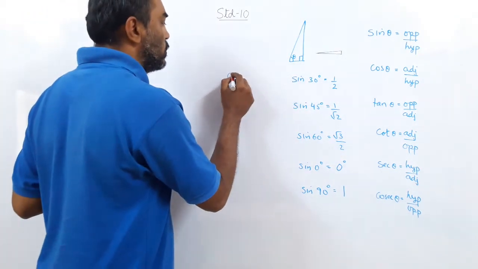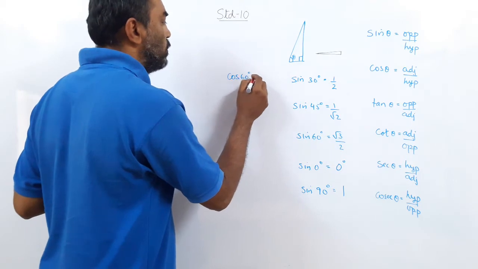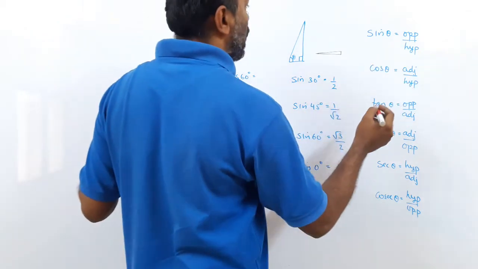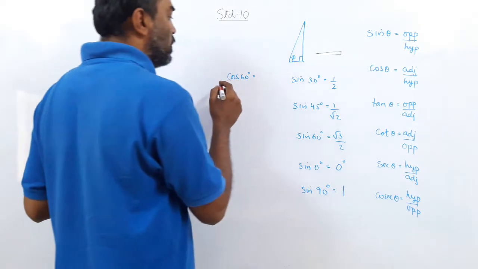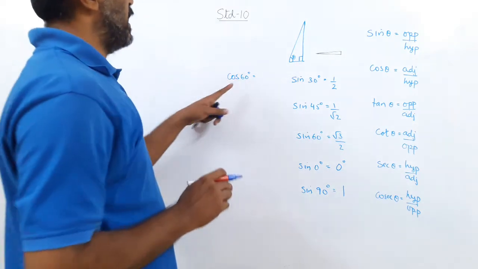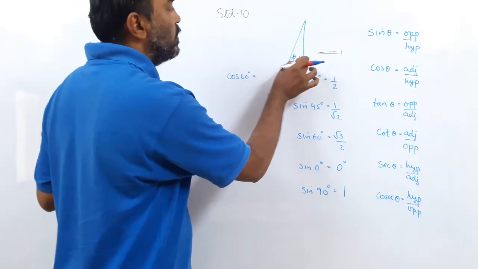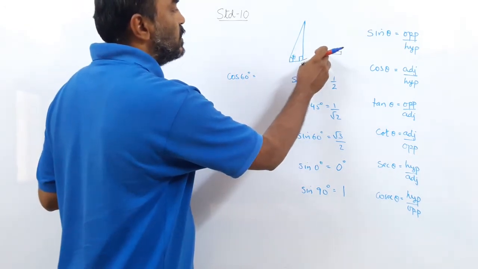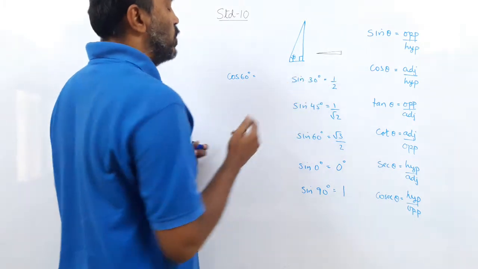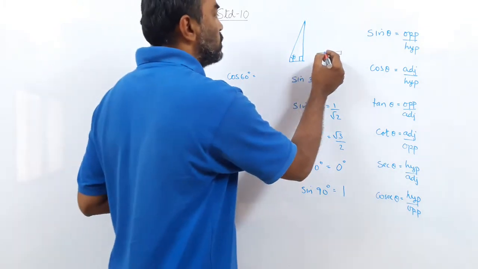Cos runs reverse. Cos 60 degrees was adjacent upon hypotenuse. So what happens to the adjacent? When the angle is bigger, the adjacent is smaller. You can see when the angle is bigger, the adjacent is smaller. When the angle is smaller, the adjacent is bigger, the opposite is smaller. Can you see both these things?